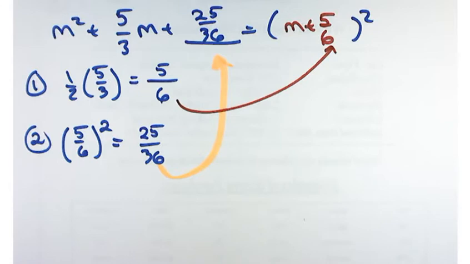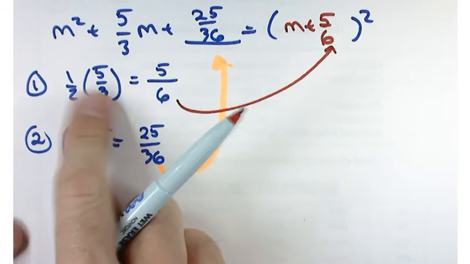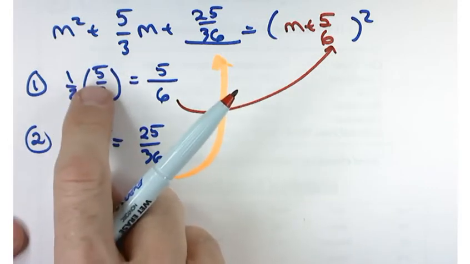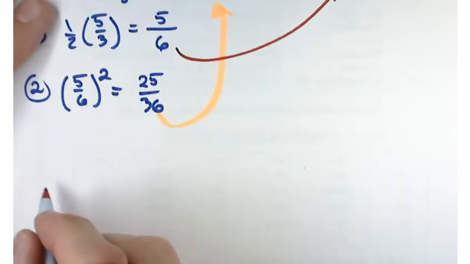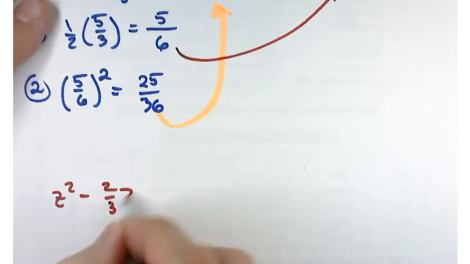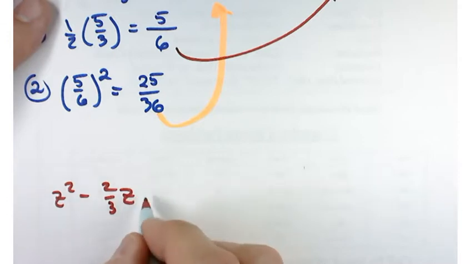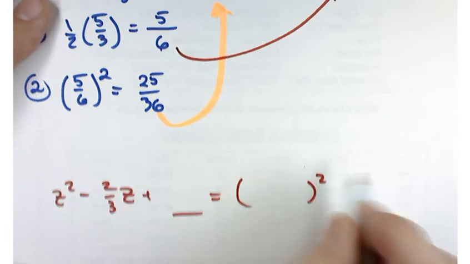All right. Let's try another one. Now up here, I suggested that if there was some simplification, you do it. In this example, we didn't get any, but try this one. Z squared minus 2/3 Z is something squared. I probably should have chosen a different variable.